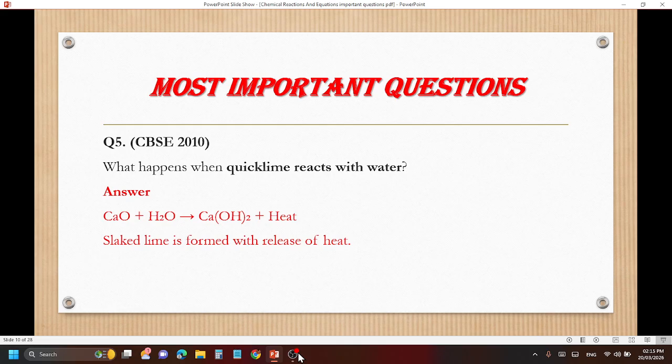If they ask this question, just remember the equation, write it, and write below. If instead of slaked lime you write calcium hydroxide, it's well and fine, you will get the marks. You can write slaked lime is formed with the release of heat, and if you want to write very precisely, you can write slaked lime (calcium hydroxide) is formed with the release of excess amount of heat. Yes, this is sorted.